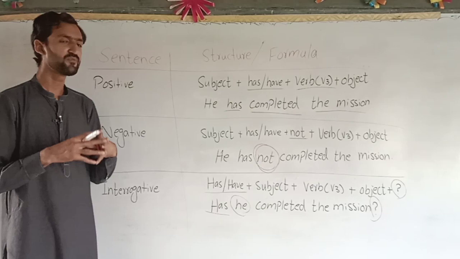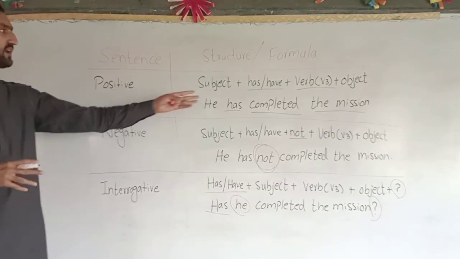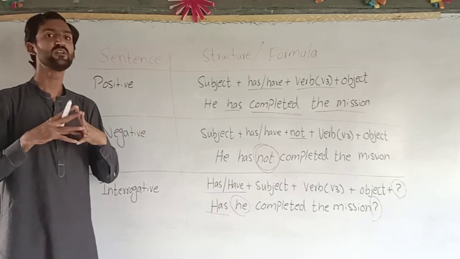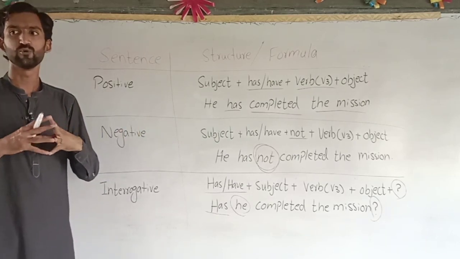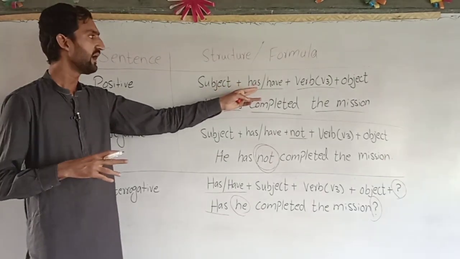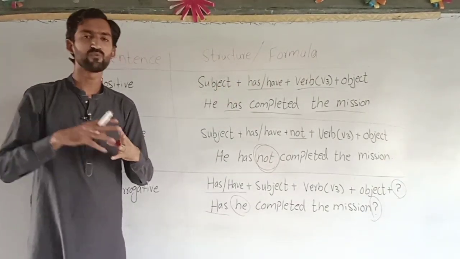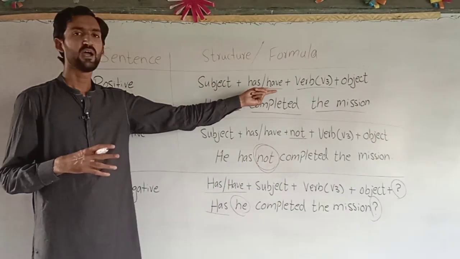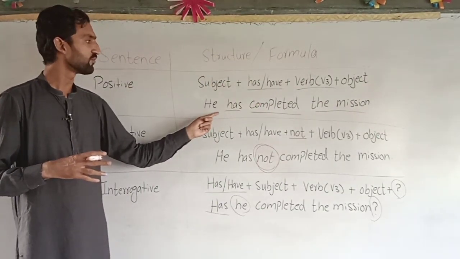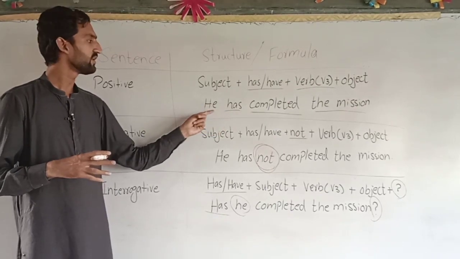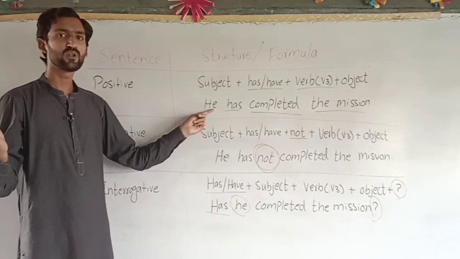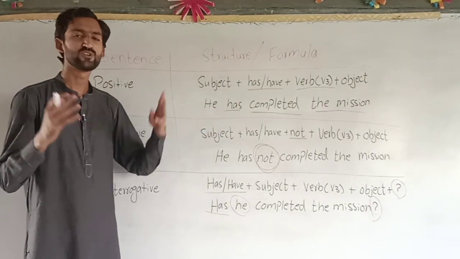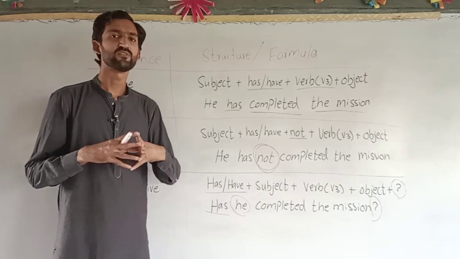If you have difficulty with the subject, whenever you have a singular subject, meaning your subject is in singular form, you use has. If your subject is plural, you use the helping verb have. Here our subject is singular, so we use has. If we use we as a plural pronoun, then we use have. So this is about the structure of present perfect tense.